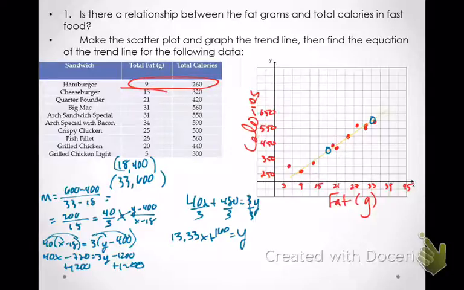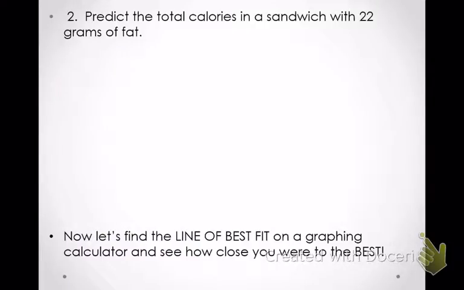So, why do we have that equation? Because now we know that McDonald's is going to put another sandwich on their menu, and it has 22 grams of fat, and we're very interested in knowing how many calories it's going to have. We try to predict how many calories it's going to have. Okay? So, since we have this equation, we can use that as our predictor. So y equals 13.33x plus 160. And since fat grams are on our x-axis, we're going to plug the fat grams in for our x.